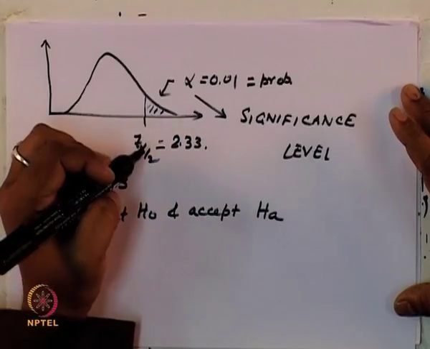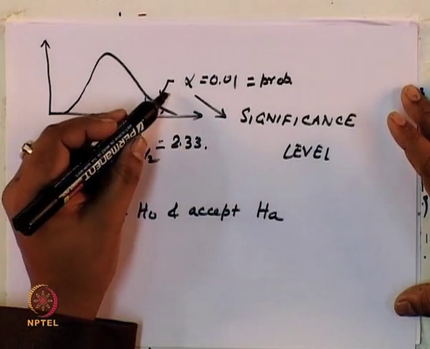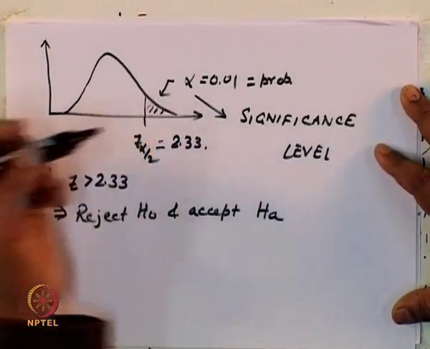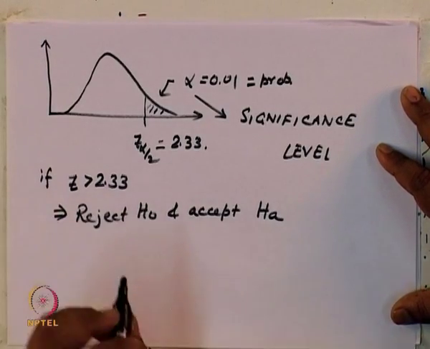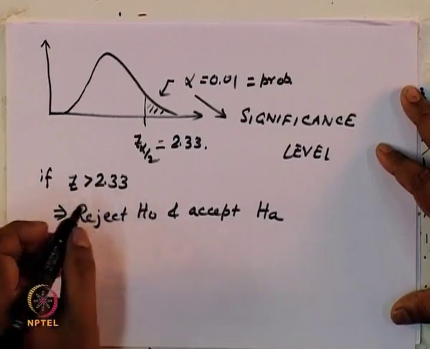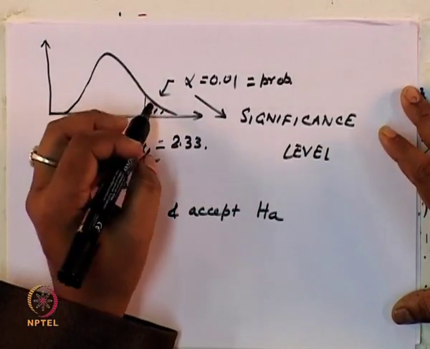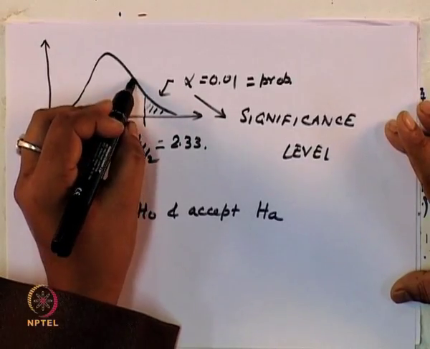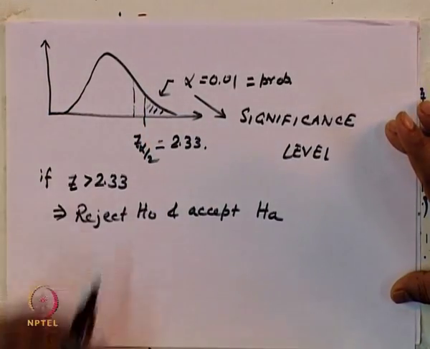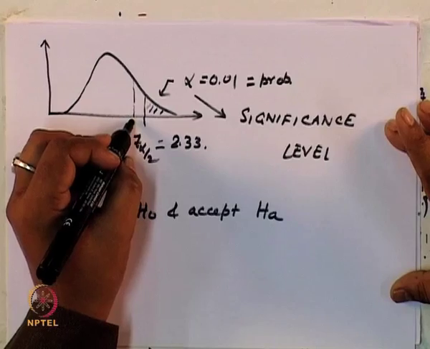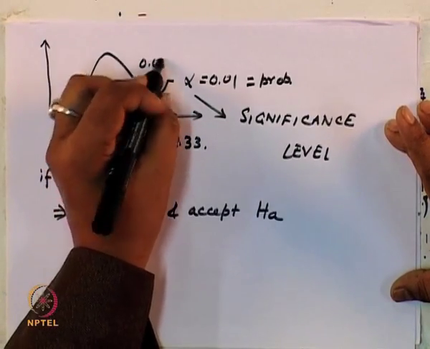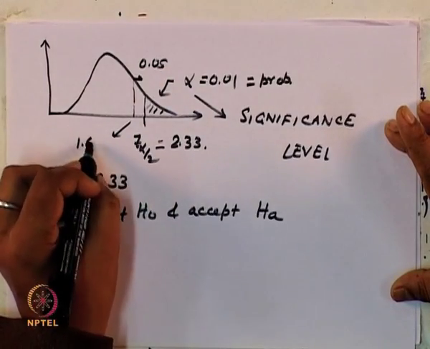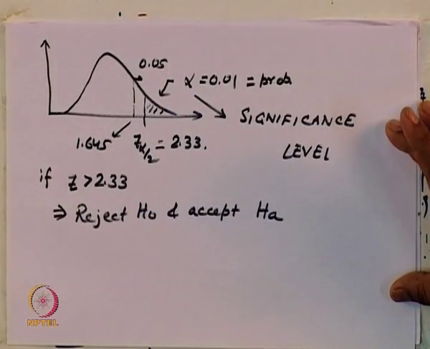Okay. So, Z of alpha by 2 is 2.33 corresponding to alpha equal to 0.01. Similarly, if I want alpha equal to 0.05, I will get a value of Z of alpha by 2. If this is 0.05, then Z of alpha by 2 is 1.645.